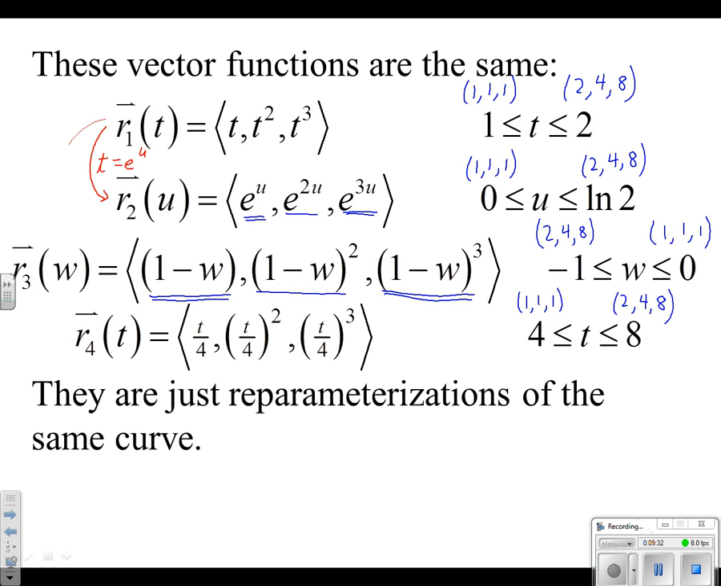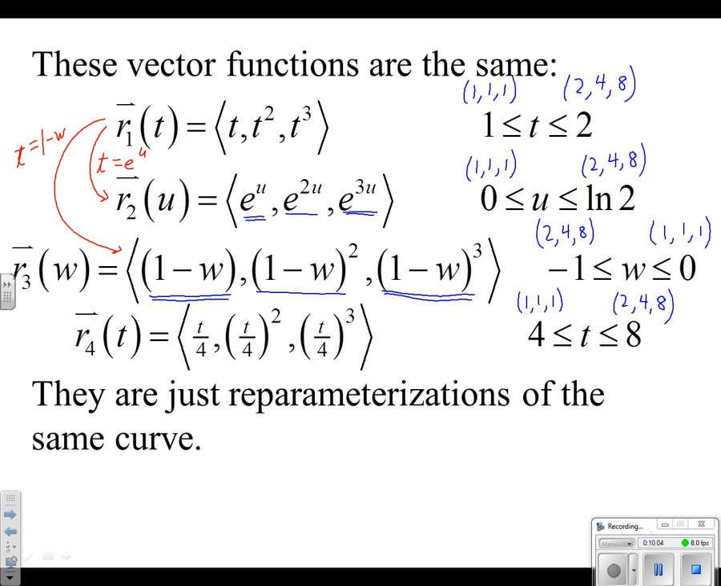To go from R1 to R3, we make a substitution: t equals 1 minus w. And then, of course, for R4, same thing. We just replace the t with t over 4. So again, to go from one parameterization of a curve to another, it's really just a matter of a simple substitution. Take one variable and replace it with another.